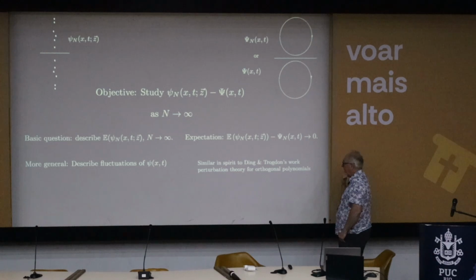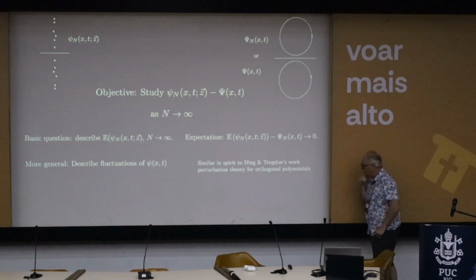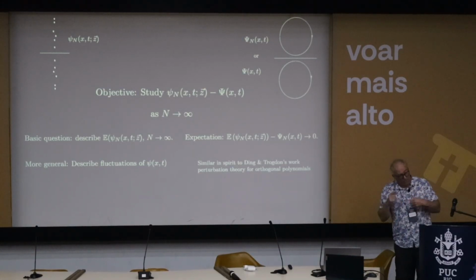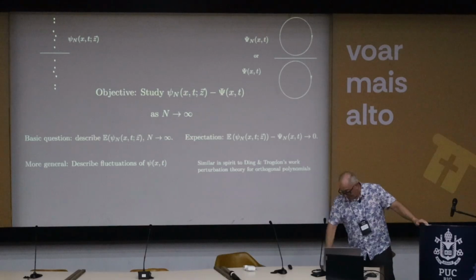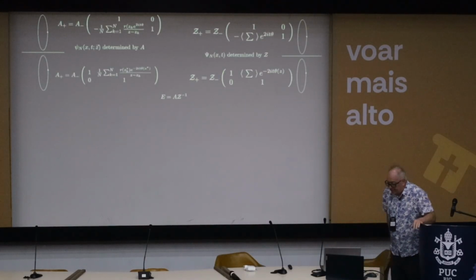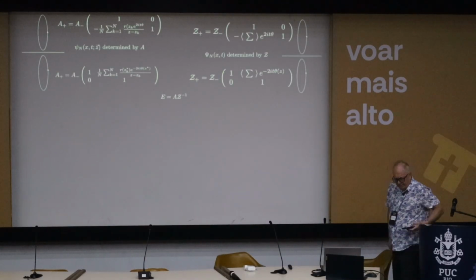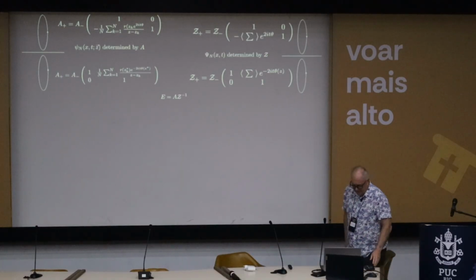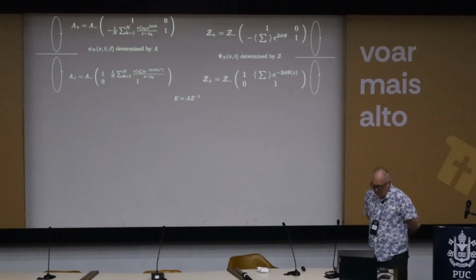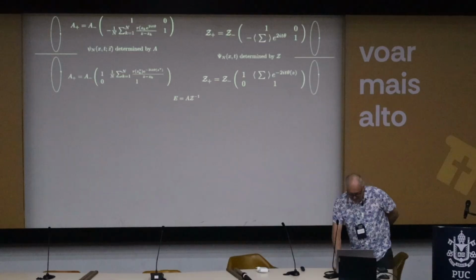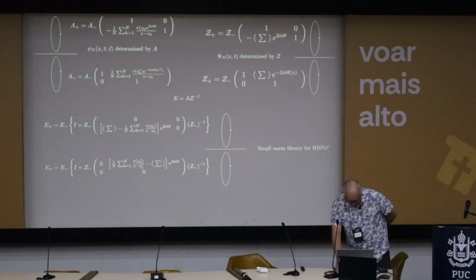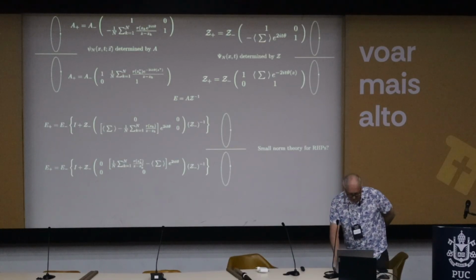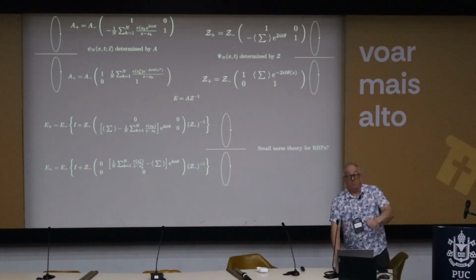Those are the questions. And I should mention it's similar in spirit to work of Ding and Tom Trogdon, who developed the perturbation theory for orthogonal polynomials. It's very similar types of calculations. Okay. I feel like I shouldn't drag you through all these calculations, so let me not, okay? What I'm doing is creating the Riemann-Hilbert analysis of the difference between psi n and that psi, okay?